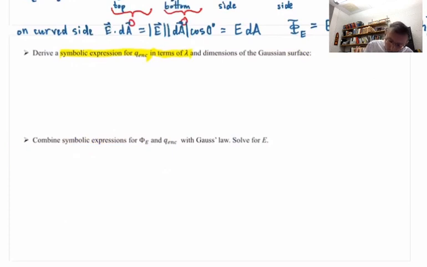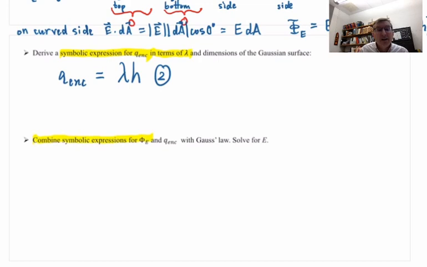Don't overthink it. The total charge inside the Gaussian surface is the charge per unit length of the line times the length this way, right? Which is h. That's another equation we're going to need, so I'll number that equation 2. And now all we do is combine our symbolic expressions for the electric flux, that's the equation I had labeled 1, and the enclosed charge, which is the equation I'd labeled 2, into Gauss's law, and solve for E. So here we go.